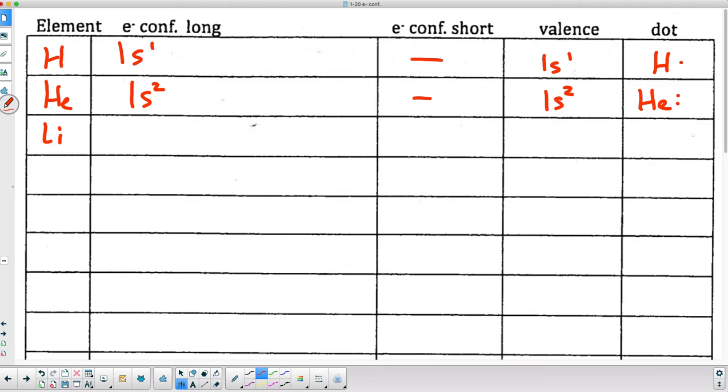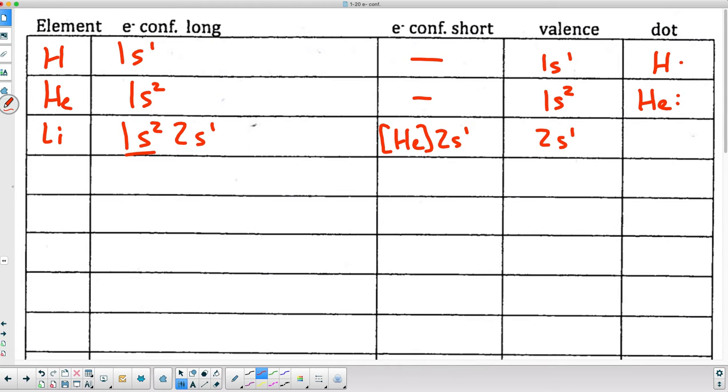So then I have lithium. Lithium is 1s2, just like helium is, and then 2s1. Now here's the first time we can have a short electron configuration, or an abbreviated one. This 1s2 is the same as helium. So what I do is I substitute in He in brackets, and then whatever's left over is what I write for my electron configuration. Notice that these are not shorter, but we are abbreviating it though. So the valence for this would be the 2s1, so that would be 1.